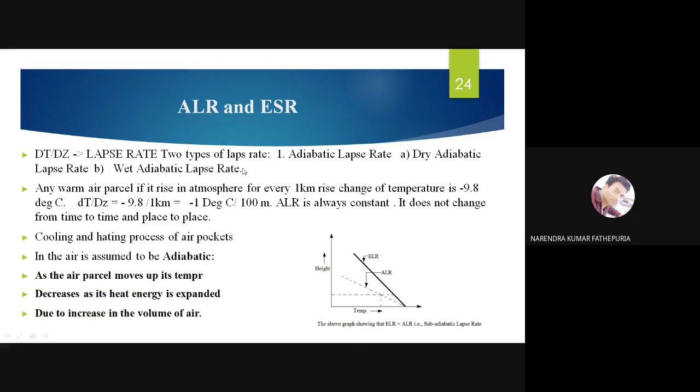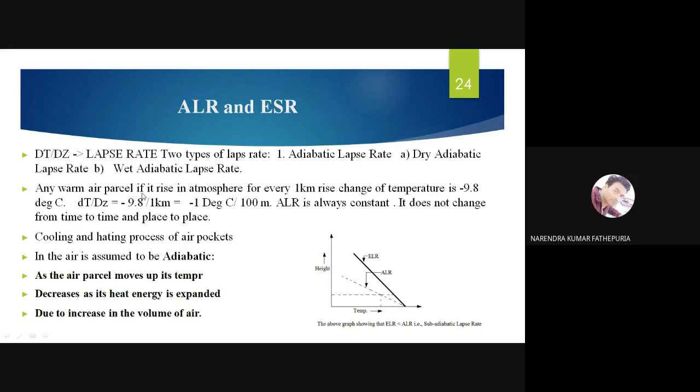Two types of lapse rates are there. Number one is the adiabatic lapse rate, and number two is the environmental lapse rate. The adiabatic lapse rate has two types again: dry adiabatic lapse rate and wet adiabatic lapse rate. Okay, so number one is the adiabatic lapse rate, and there are two types again: dry adiabatic lapse rate, I will be calling it DALR, and wet adiabatic lapse rate, WALR. Okay.